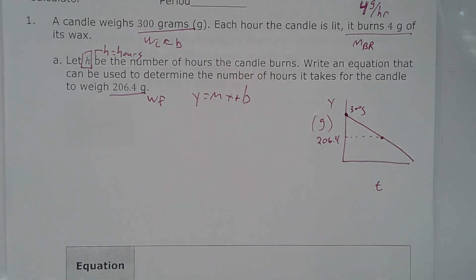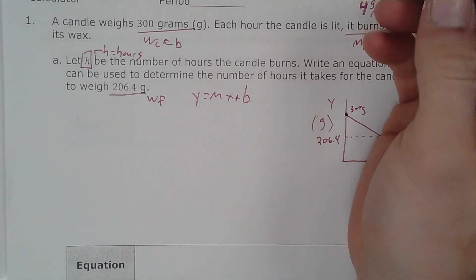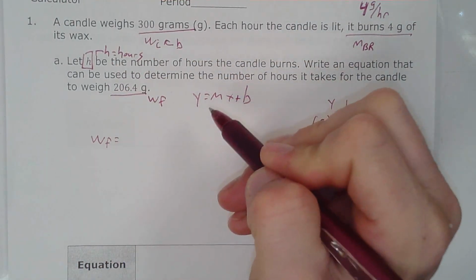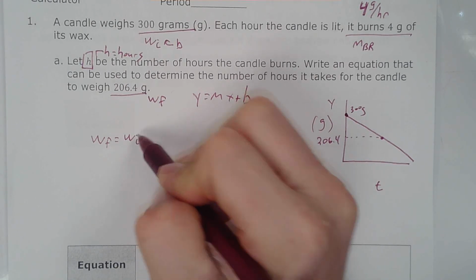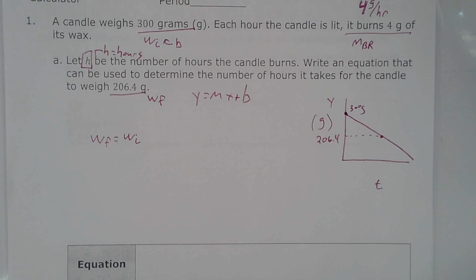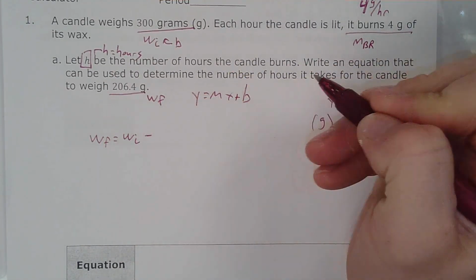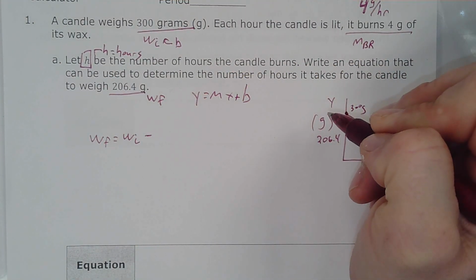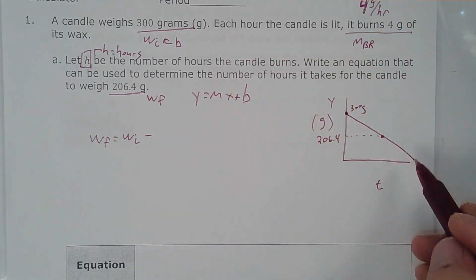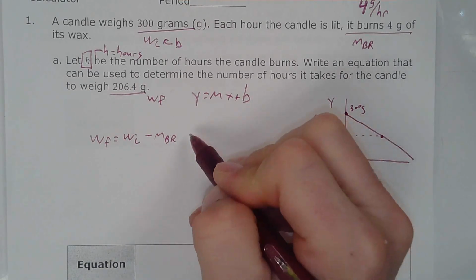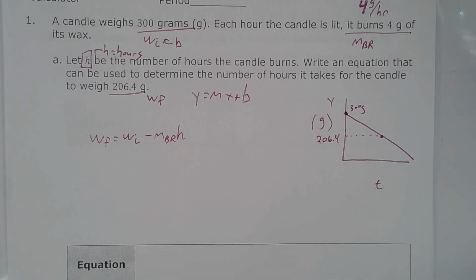All right? So let's write an equation that says my final weight is going to be equal to my initial weight, right? And then if I'm burning something, is it going to add or subtract to the weight? It's going to subtract from the weight, right? Minus, that's going to be a negative slope, right? So negative slope, that's my burn rate, times the number of hours that it's got to burn.